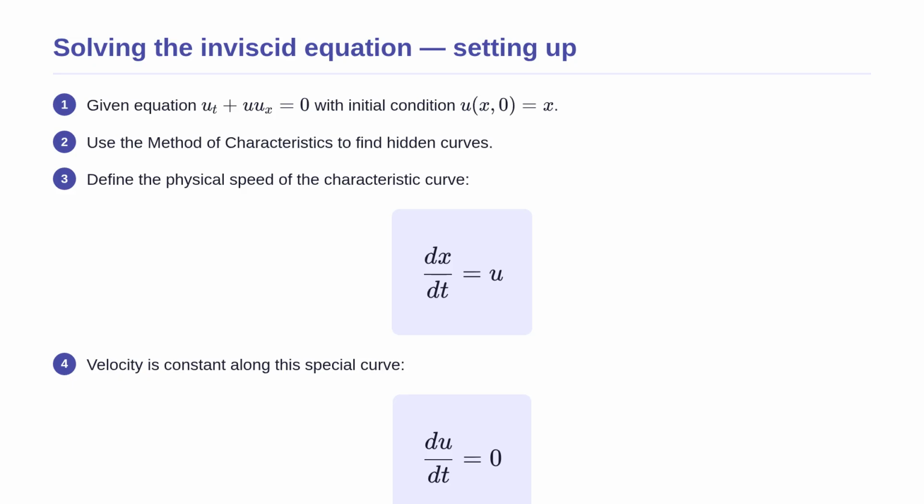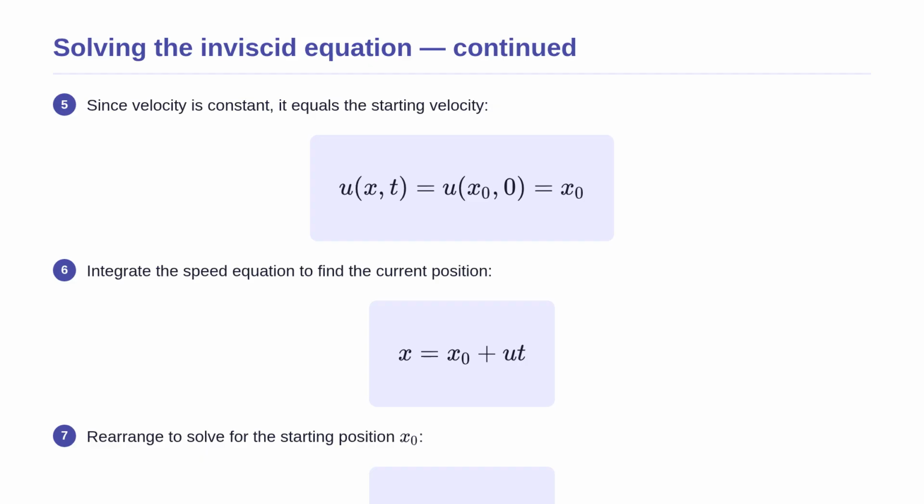We first define the physical speed of our special characteristic curve, which is exactly equal to the fluid velocity. Then, we note that along this curve, the velocity of the fluid does not change at all. Continuing with our solution, because the velocity does not change along the curve, its value at any future time is exactly the same as its value at the very beginning. We lock in this starting velocity.